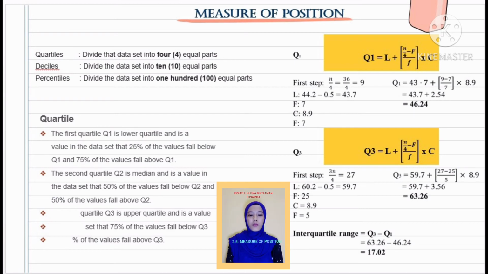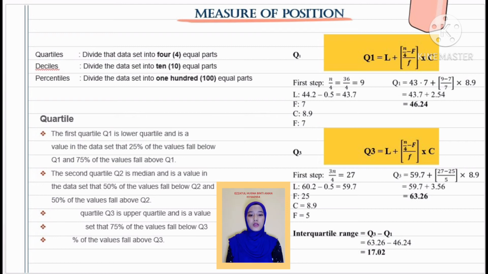Today I want to present about 2.5 measure of position. A measure of position is a method by which the position that a particular data value has within a given data set can be identified. As with other types of measure, there is more than one approach to defining such a measure. To determine the measurement of position, the data must be sorted from lowest to highest.